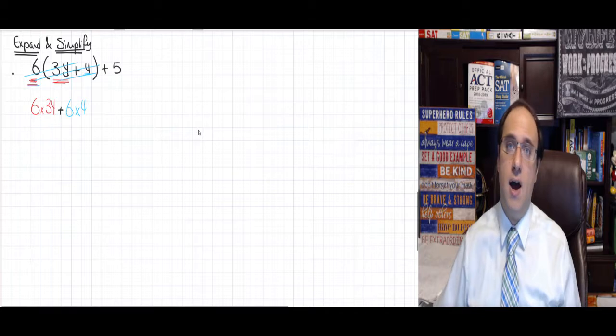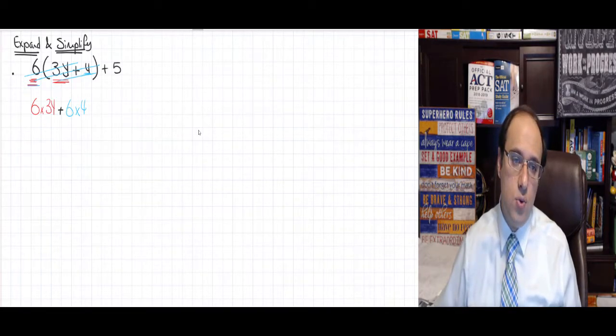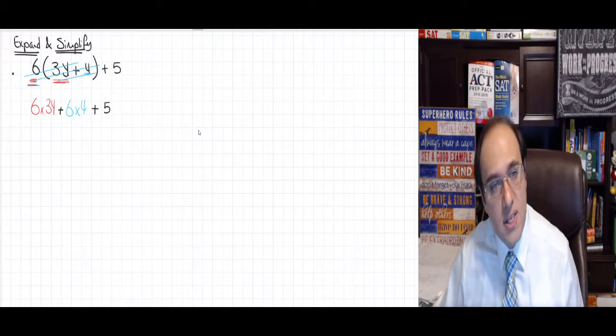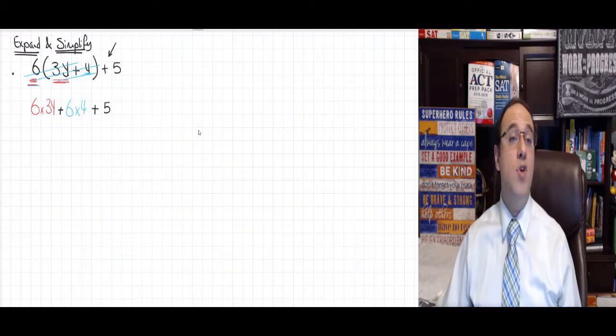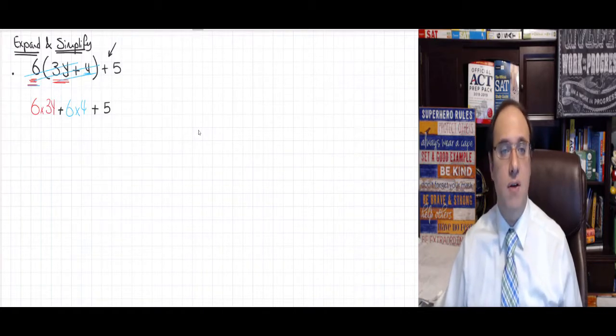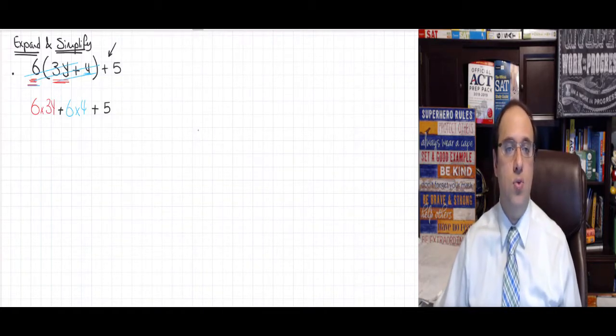What about the plus 5? It has nothing to do with the expansion because it is outside the parentheses and there is a plus sign right here. If there was a multiplication or division sign, it would be a different story. But if it's plus or minus, then it has nothing to do with the parentheses. So we just put plus 5 at the end.